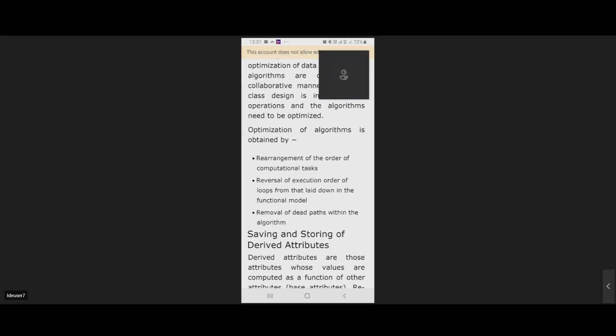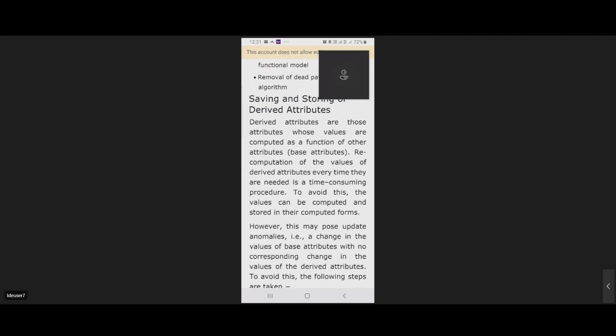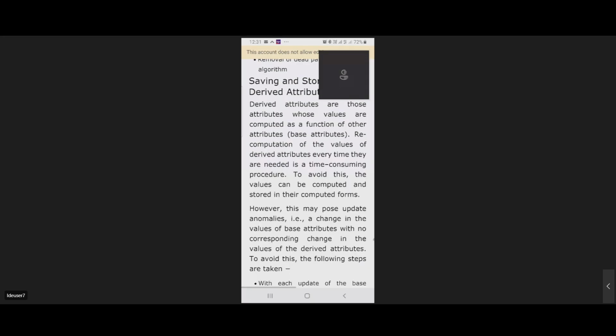Saving and storing of derived attributes. Derived attributes are those whose values are computed as a function of other attributes, which are called base attributes. Recomputation of the values of derived attributes every time they are needed is a time-consuming procedure. To avoid this, the values can be computed and stored in their computed forms. This may pose update anomalies, that is, a change in the values of base attributes with no corresponding change in the values of the derived attributes.